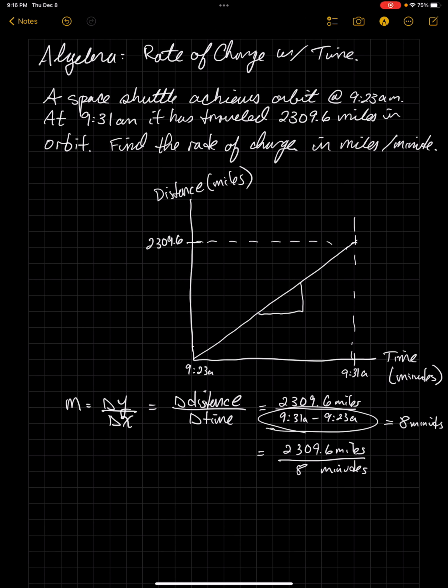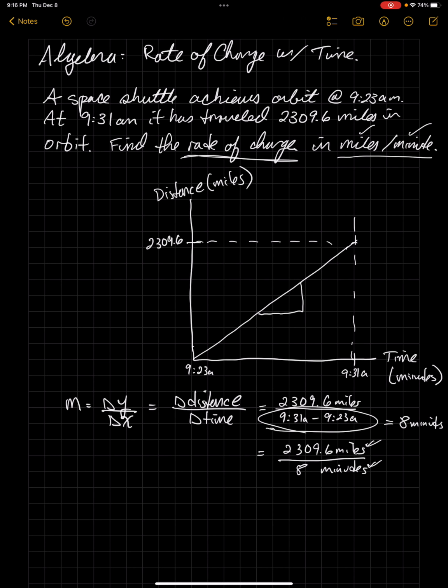One of the important things you'll note in the way this is written is that I have miles in the numerator and minutes in the denominator. My units are actually helping me know how to set this problem up to find the rate of change. The answer I arrive at needs to have units of miles per minute. That means I need to structure the problem such that I have miles in the numerator and minutes in the denominator, and that's exactly how I've written my slope.